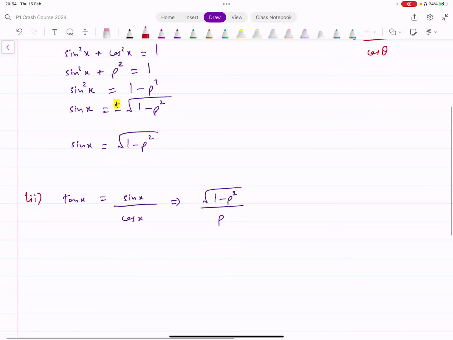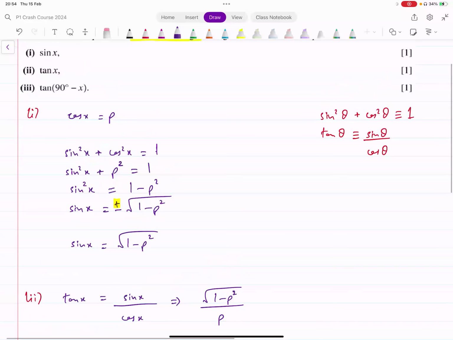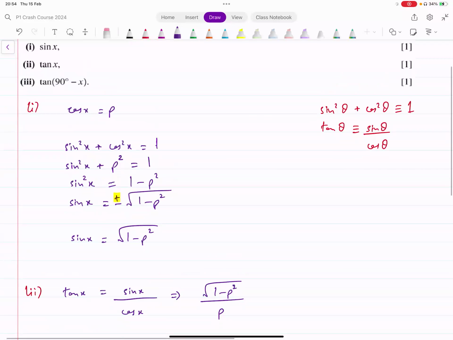Now, what about the third one? We want to find tan of 90 minus x. Now, what does that mean? Tan of 90 minus x. We haven't really done anything like this before, right? Tan of 90 minus x. Let's try to understand this now.